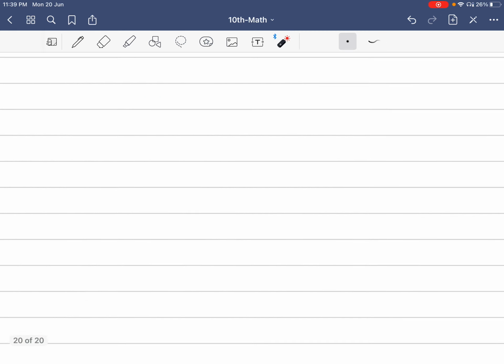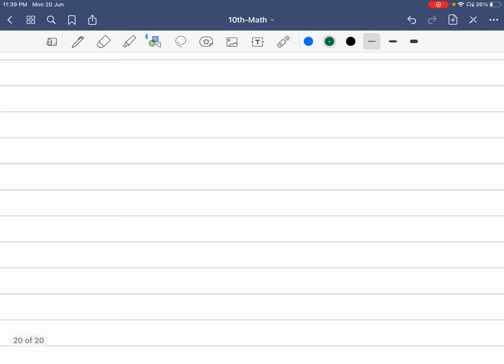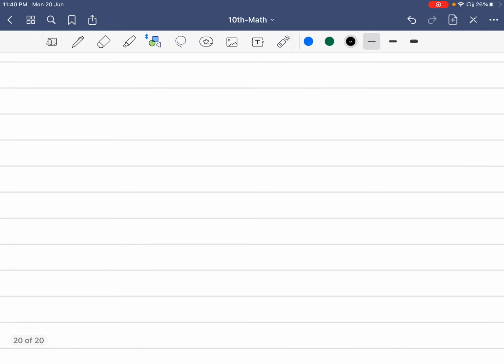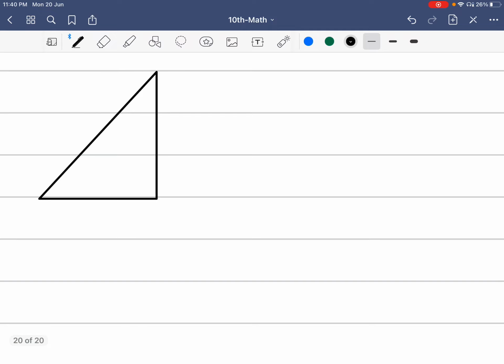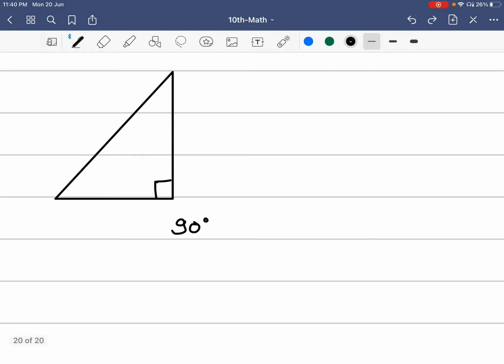Let's come down here. To do so, I'm going to take a right angle triangle. This is my right angle triangle, and this is the 90 degree angle here. Let's name it. This is A, this is B, and this is vertex C.